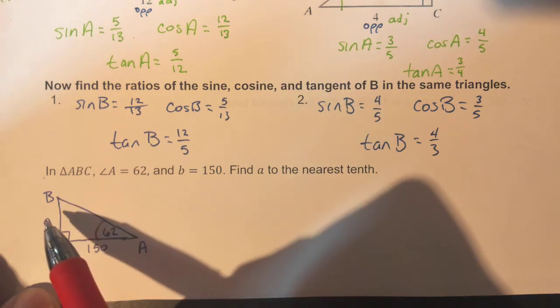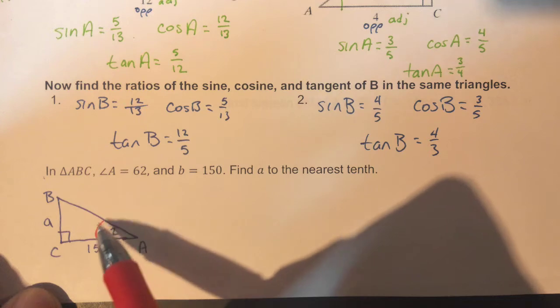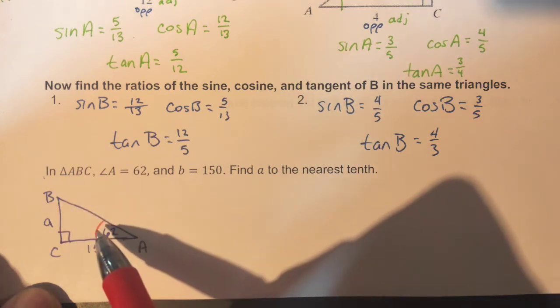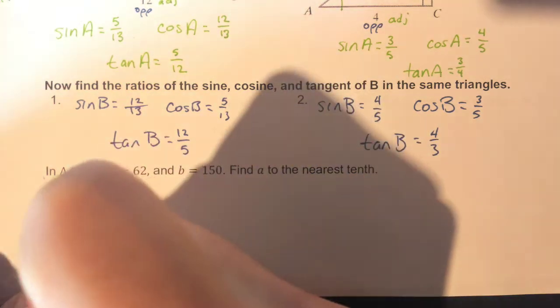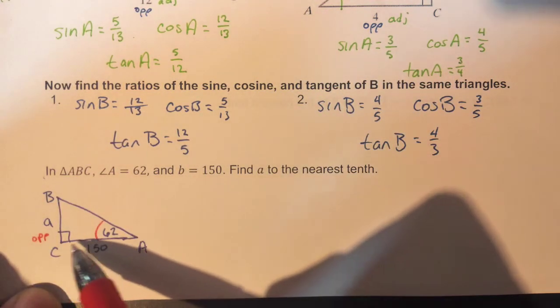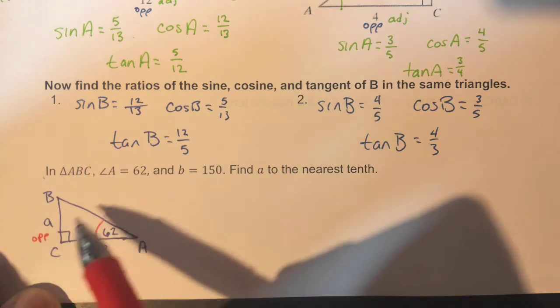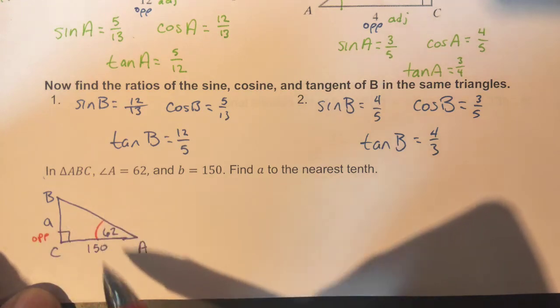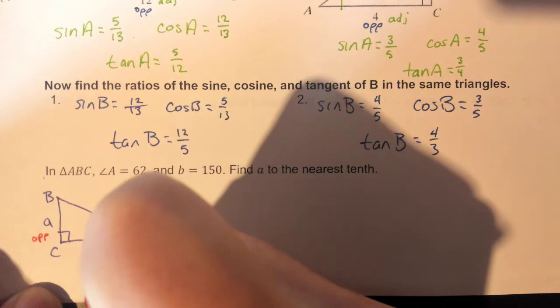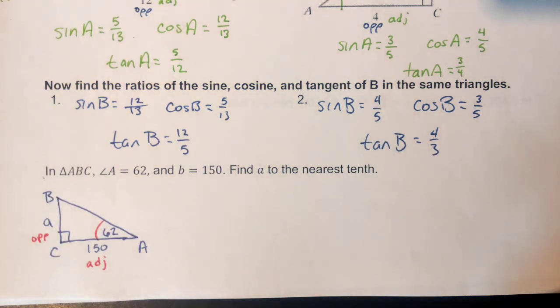Is A opposite, adjacent, or hypotenuse of that angle? So it's obviously not the hypotenuse. It is across from that angle, so this is opposite. So I will write that down. Then the other piece that we have is 150. It's not opposite because we already have that, and it's not hypotenuse because that would be there. This one is the other part of the angle next to the angle, so it is adjacent.